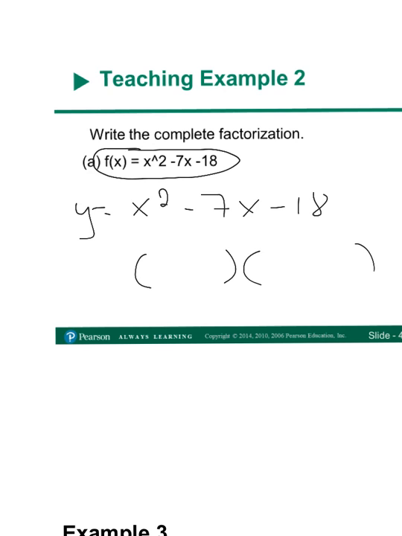Okay, now since a is equal to 1, the only way to get x squared, it will be x times x. Now think about -18. Okay, what are the factors of -18? Okay, so one has to be negative, one has to be positive, and it could be 1 times 18, 2 times 9, and 3 times 6. And probably, if you guess, it will be -9 times +2. Why -9 times +2? Because -9 times +2 is equal to -18, and -9 plus +2 is -7. So the factor form would be x minus 9 and x plus 2.